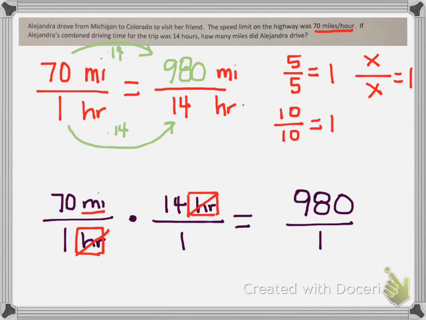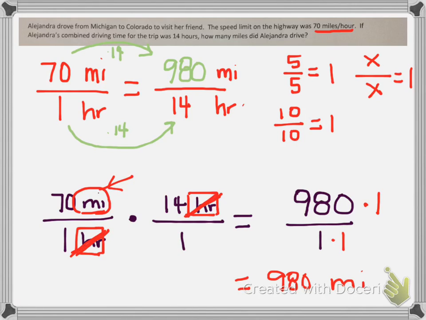So I would really multiply by the number 1 here, and I would multiply on the denominator by the number 1 here. Well, that doesn't really change anything. So what we say is we're able to cancel out these units. Hours divided by hours cancels out. And once those are gone, I only have 1 unit left, and that's miles. So my answer is 980 right here, miles.